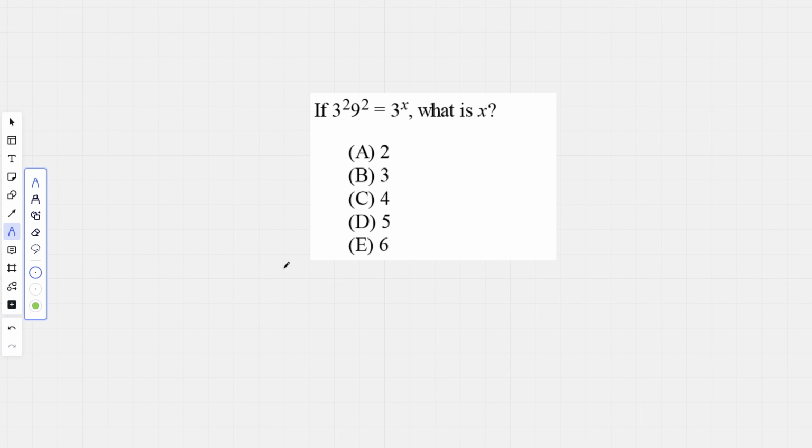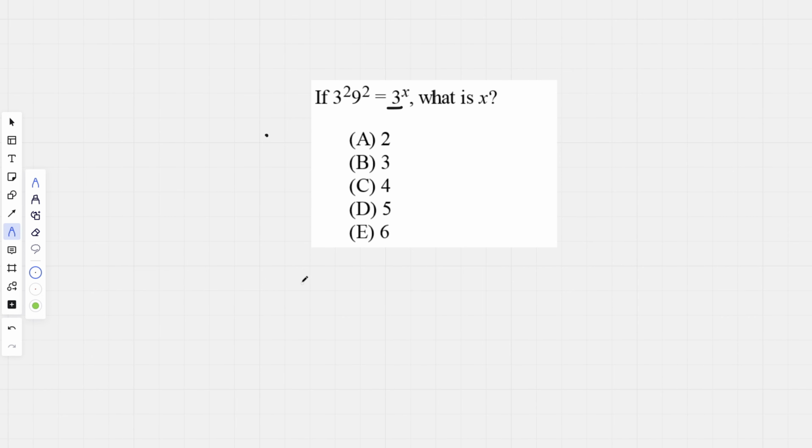Okay, well, the first thing I'm going to want to do is try to get all the bases to be the same. I see the 3 to the x is in base 3, so I'm going to try to get 3 squared times 9. That's the only one that's out of place. Well, 9 is just 3 squared. So I could just substitute 3 squared in for 9, right? So I get 3 squared times 3 squared equals 3 to the x.